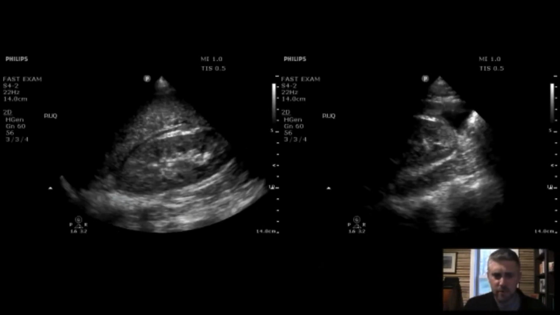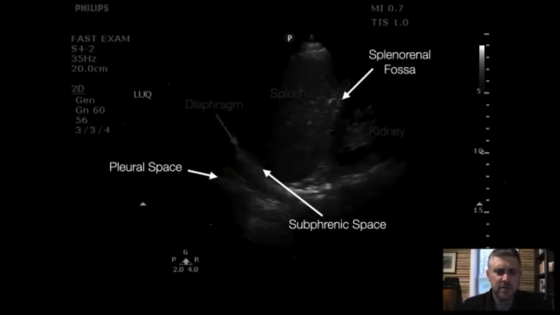And so here's an example of a teeny tiny bit of free fluid between Morrison's pouch and the liver, right, on the left. And if you look at that caudal tip, you can see just a little wedge of fluid kind of at the caudal tip of the liver and the caudal tip of the kidney there. So that's the right upper quadrant.